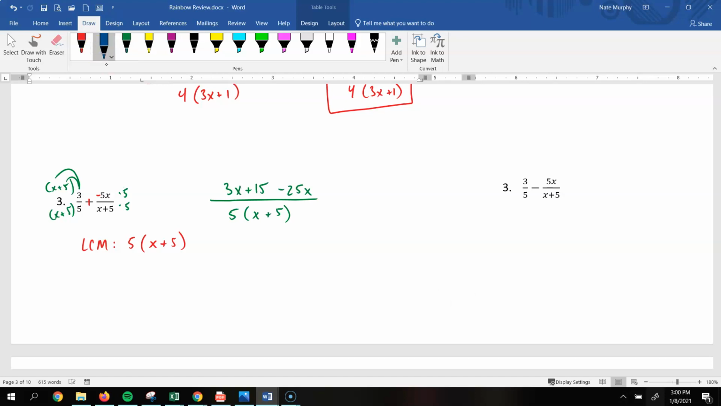So now we're just going to combine like terms. So 3x and the negative 25x, that's going to be negative 22x. And then we have plus 15. Our denominator is just going to be the 5 times x plus 5. And that can't be simplified at all, so that would be your final answer.